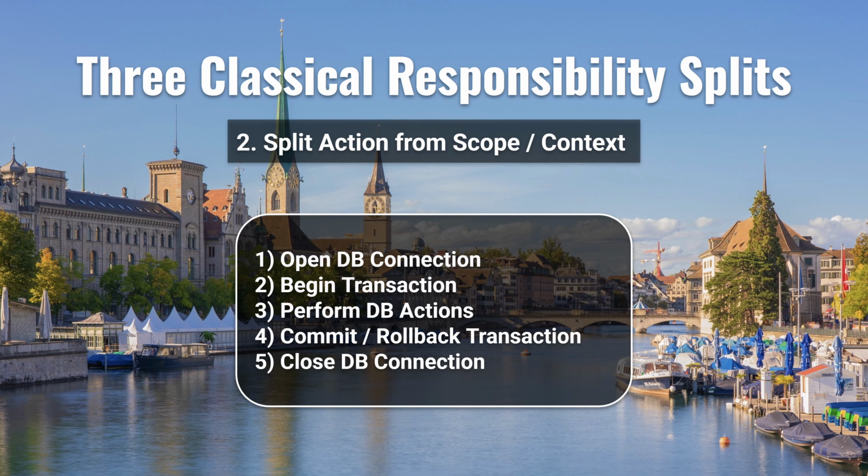The second classical responsibility split is the splitting of action from the context or scope within which the action is taking place. Imagine you have a unit that performs the following 5 steps: opening a database connection, beginning a transaction, performing database actions, committing or rolling back the transaction, and closing the database connection. Then the action in here can be reused independently of the context, the connection, and the transaction in which it is taking place.